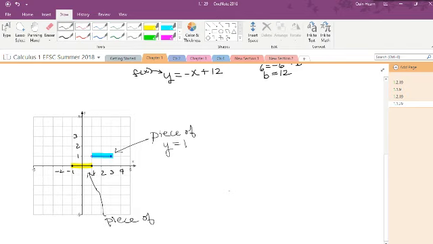Are you guys still with me? Very good. y equals 0.